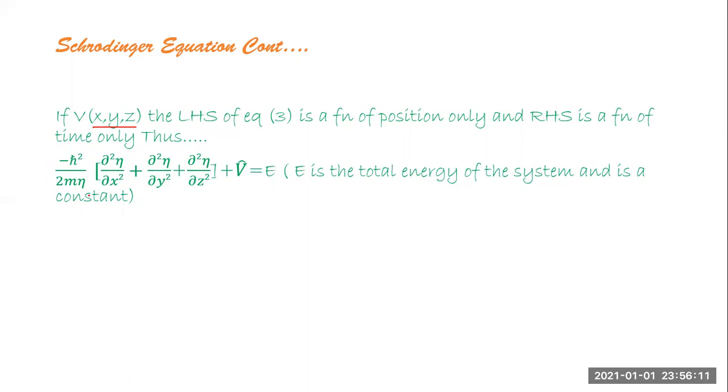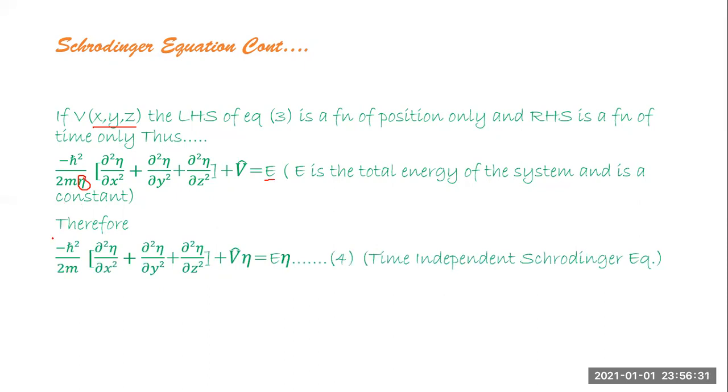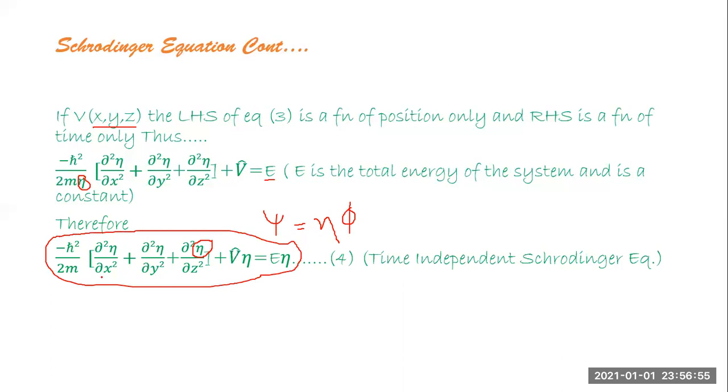So we put the left hand side, this is our left hand side of the Schrodinger's equation, equal to a constant E, where E is the total energy of the system. Now, multiplying throughout by eta, we get this. We can see this equation is just a function of position and tells us how eta varies with space. Remember, eta is a part of psi, where psi was equal to the product of eta and phi. So if we are able to solve this differential equation, we will be able to solve for eta. And this is called the time-independent Schrodinger's equation.